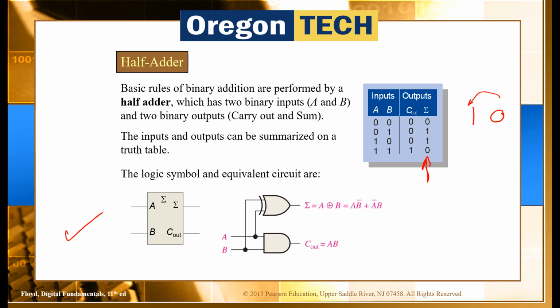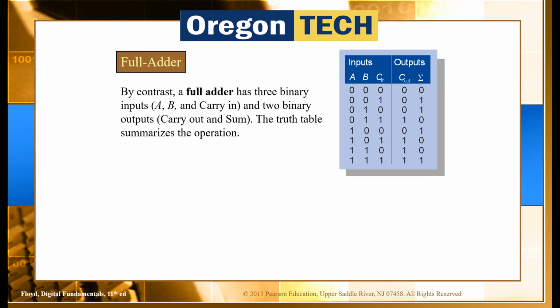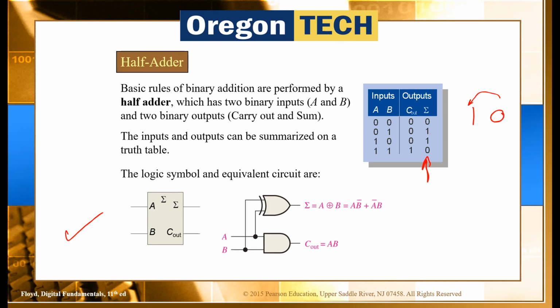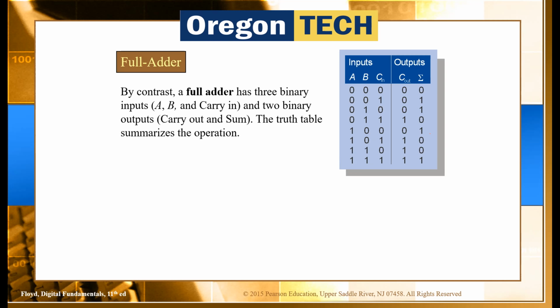Why is it not a full adder? Because a full adder would need to receive a carry also. So it will be 3 inputs. Yes, I will have a summation and carry out, and I need also a carry in. So the full adder differs from this one. This has 2 inputs, A and B. Here I have 3 inputs, A, B, and carry in.